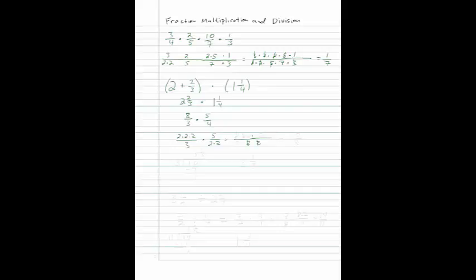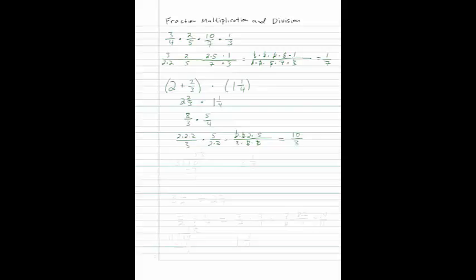So writing this as a single fraction, we get 2 times 2 times 2 times 5 over 3 times 2 times 2. So the things that are the same on the top and the bottom we can divide out. 2 divided by 2 is the same as 1 divided by 1. 2 divided by 2 is the same as 1 divided by 1. Leaving me with upstairs 1 times 1 times 2 times 5, 10. Downstairs 3 times 1 times 1, 3.